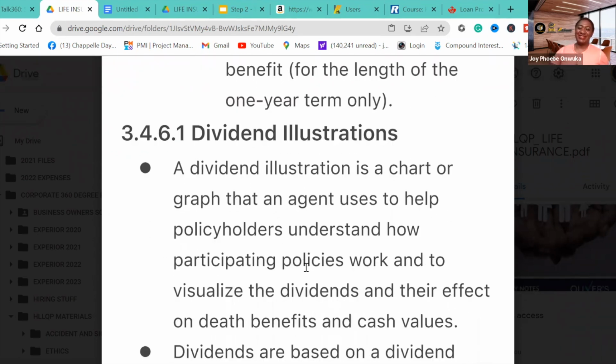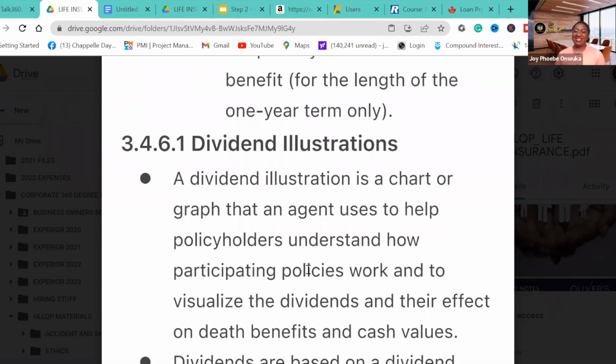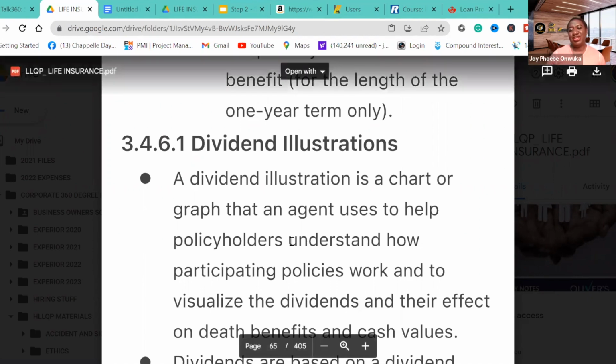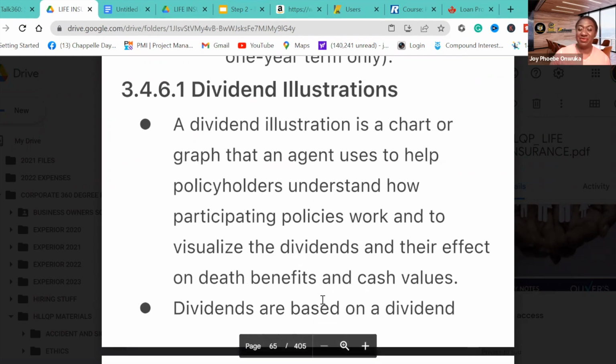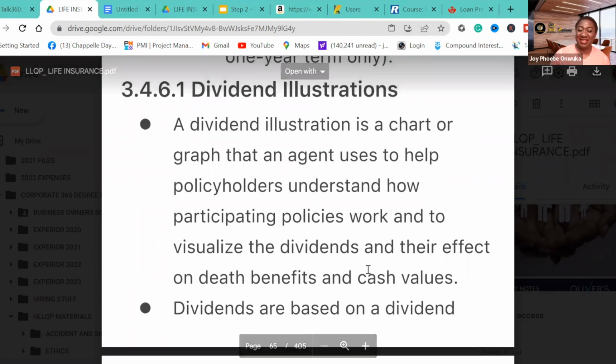Okay, dividend illustrations. All right, so I love seeing their examples. Why? Because it creates a picture of everything we've been talking about for a little while now. A dividend illustration is a chart or a graph that an agent uses to help the policyholder understand how a participating policy works and to visualize the dividend and its effect on death benefit and cash value.